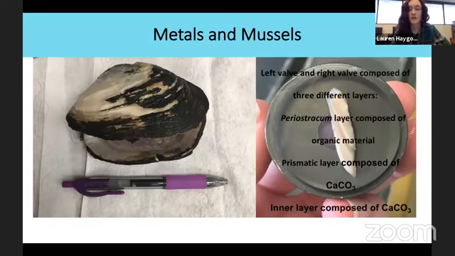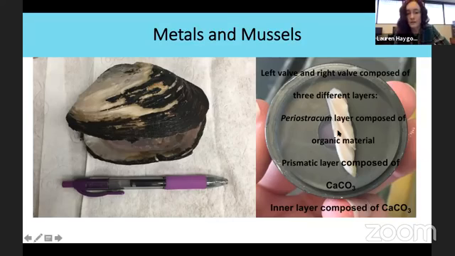Whereas with their shell, they have two: a left valve and a right valve, and they have three different layers. They have the periostracum layer, which is composed of organic material, a prismatic layer composed of calcium carbonate, and an inner layer composed of calcium carbonate as well.